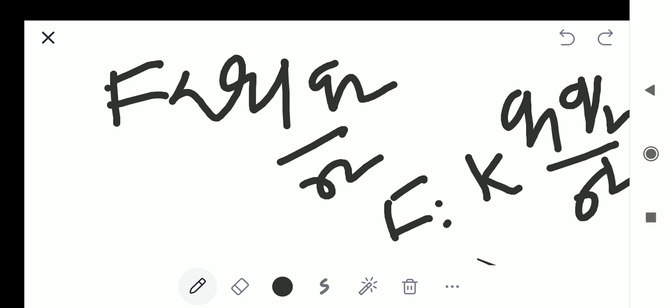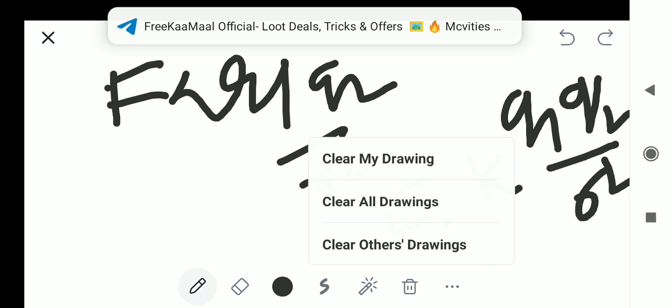You know very well what K is. K is nothing but the Coulomb constant. Q1 is the positive charge. Q2 is the negative charge. R square is the square of the distance between the two charges. This is about Coulomb's law for electrostatics. So this is the Coulomb's law concept.